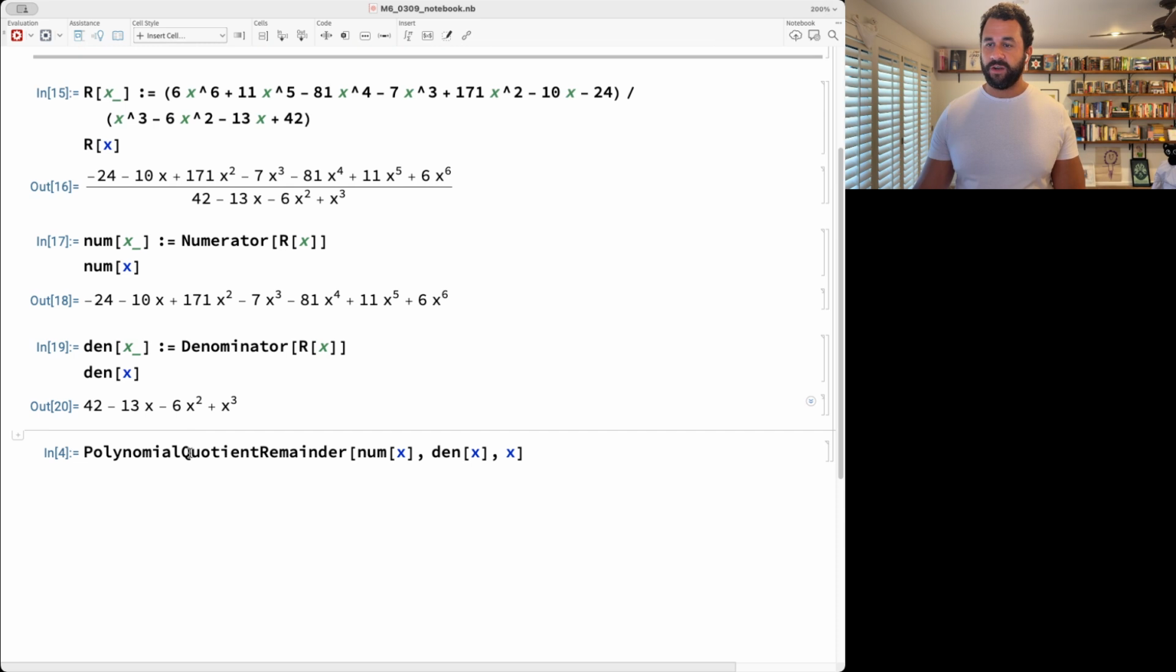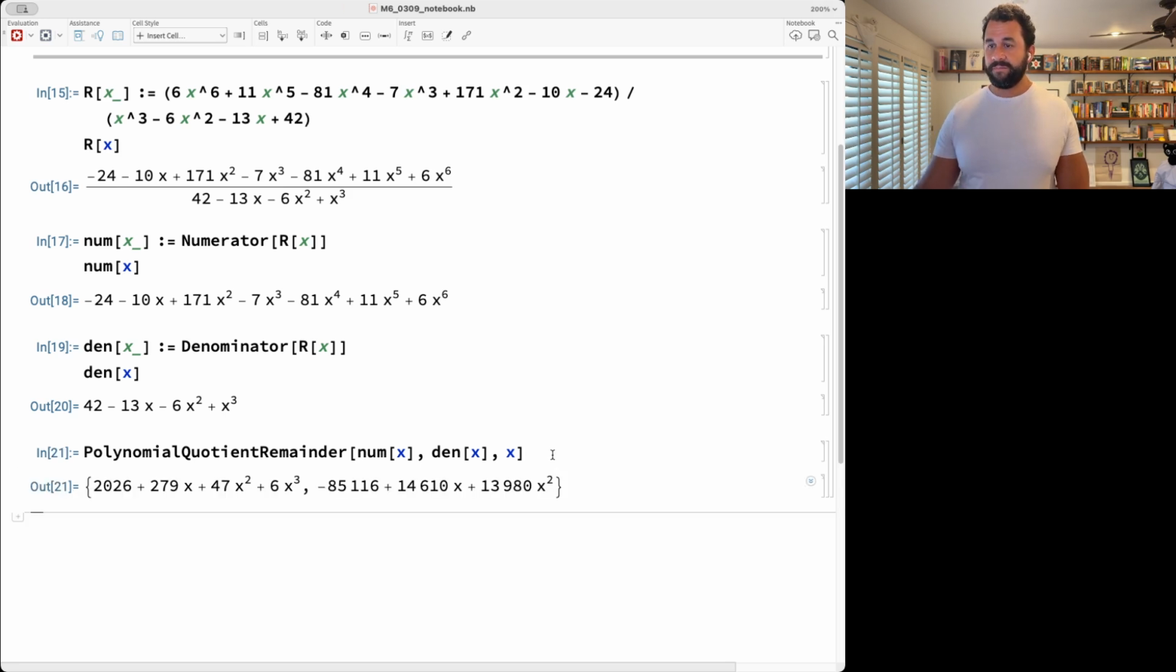And now here's the new function that we're learning, PolynomialQuotientRemainder. You enter the numerator, comma, the denominator, comma, and then tell Mathematica what the input variable is. Let's run it. There we go, and it gives you the quotient and the remainder. Oof, those numbers, man. This is why we like technology. If you were to run the polynomial division algorithm by hand, this would be the quotient you get, and this would be the remainder in the end. Pretty rough, but that's it.